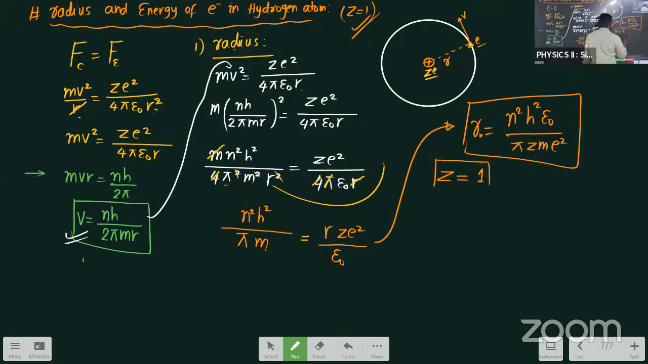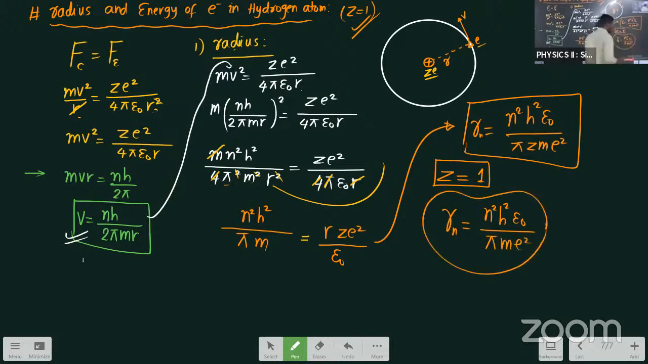If I substitute the value of Z equal to 1, I will get the radius of the nth orbit as n square h square epsilon naught by pi m e square, because the value of Z is 1. I hope you understood this expression. See here what I did. I said that an electron is revolving around the nucleus. You are supposed to determine the radius and energy of this revolving electron, in the case of hydrogen atom.